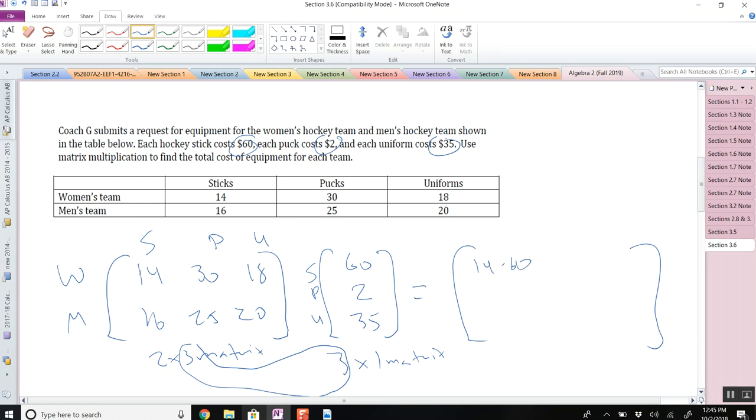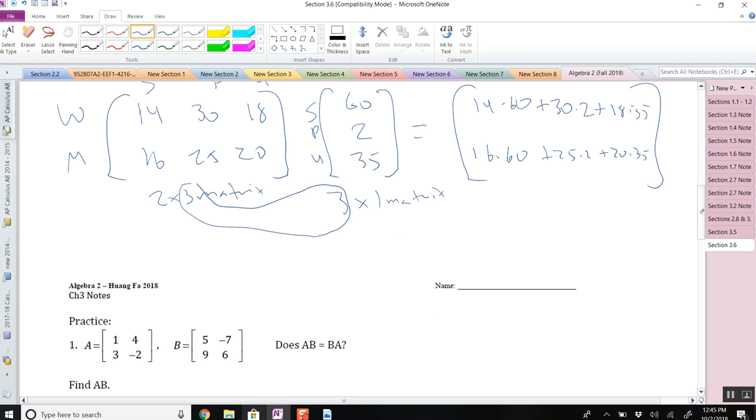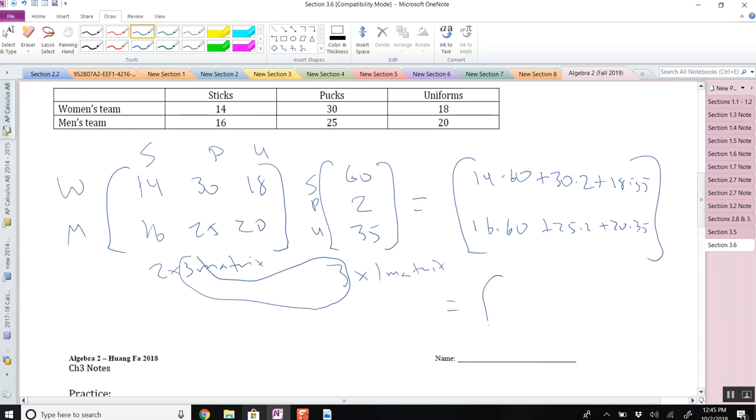Those are both the sticks, right? 14 sticks, $60 per stick. Plus 30, we're adding because we find the total here. 30 times 2 for pucks, 18 times 35 for uniforms. That's for the women. Now we do the men row. 16 times 60, plus 25 times 2, plus 20 times 35. So this could be a great way to really efficiently get the total cost, especially when you start dealing with hundreds of items and all these different costs.